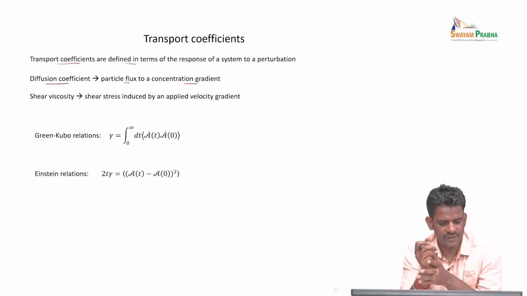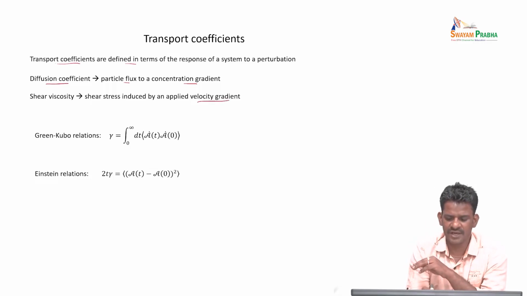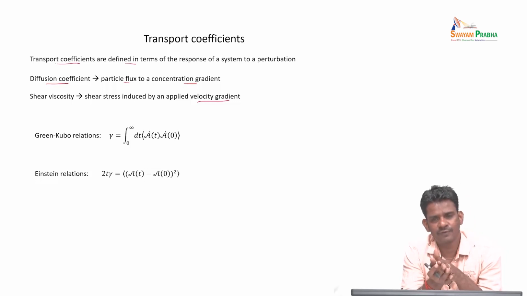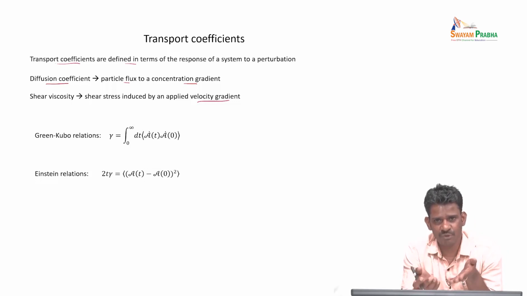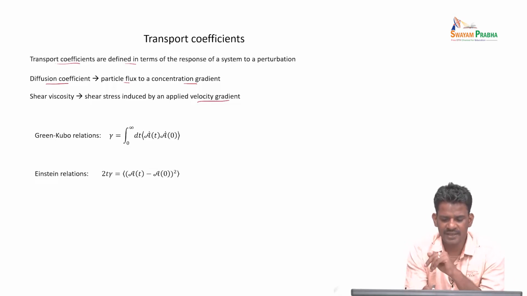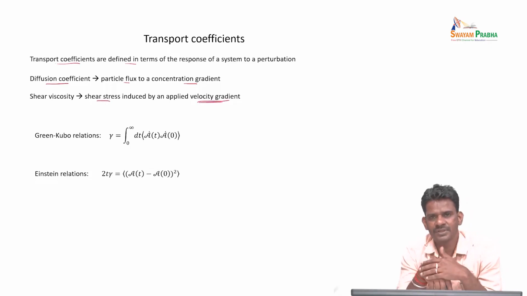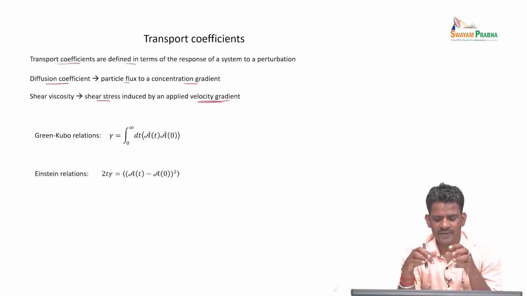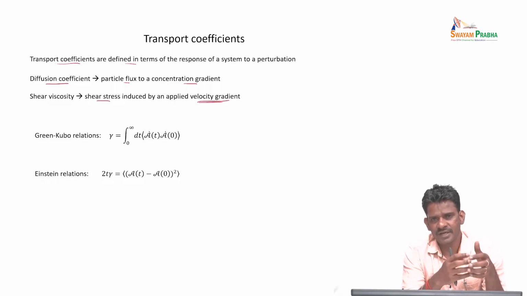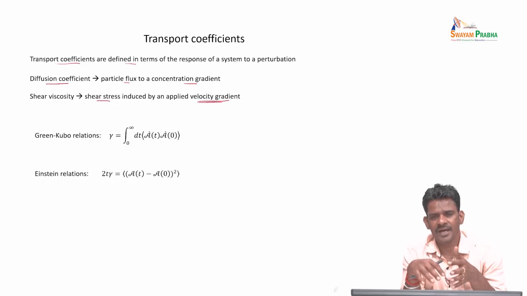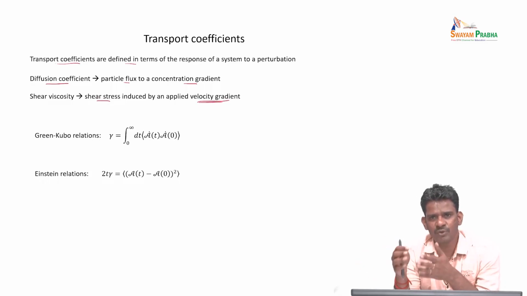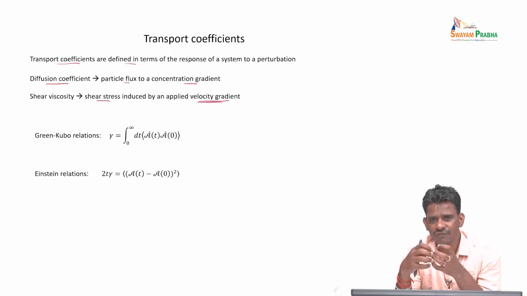Similarly, if you look at shear viscosity, you take a fluid and you apply a velocity gradient, that's a perturbation, and then the fluid will exert a shear stress, that's a response. Thereby, the shear viscosity relates the applied velocity gradient to the developed shear stress. So now we have empirical or phenomenological transport coefficients relating response to a perturbation, and equivalently we have developed time correlation functions that capture how far these perturbations are causing a response in a system. Thereby they can be related to each other.